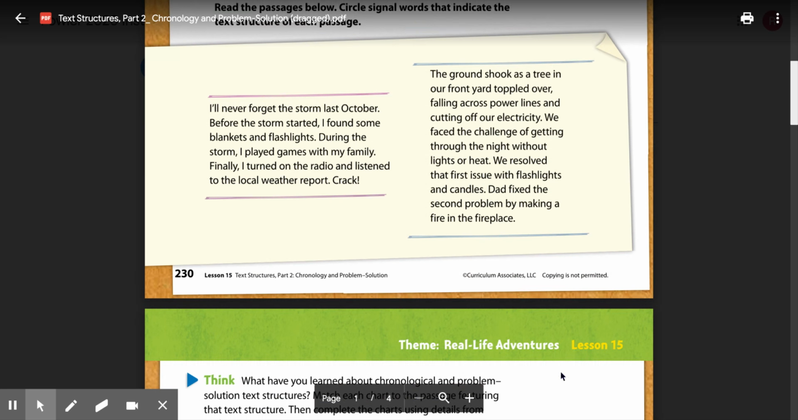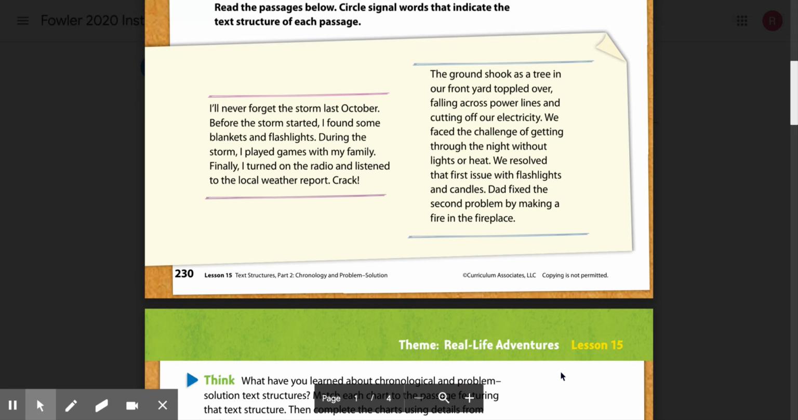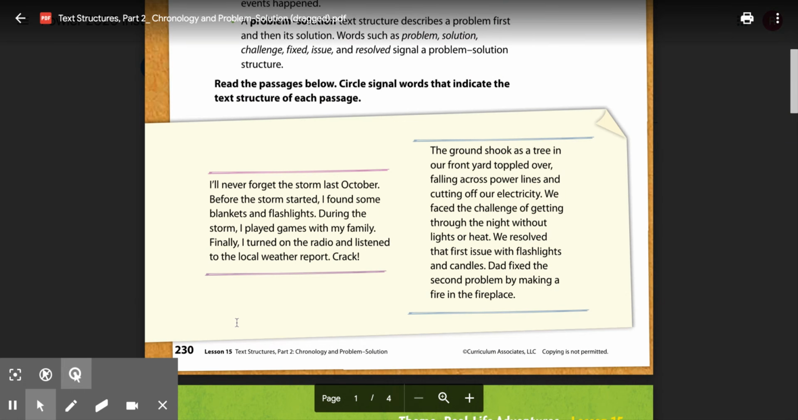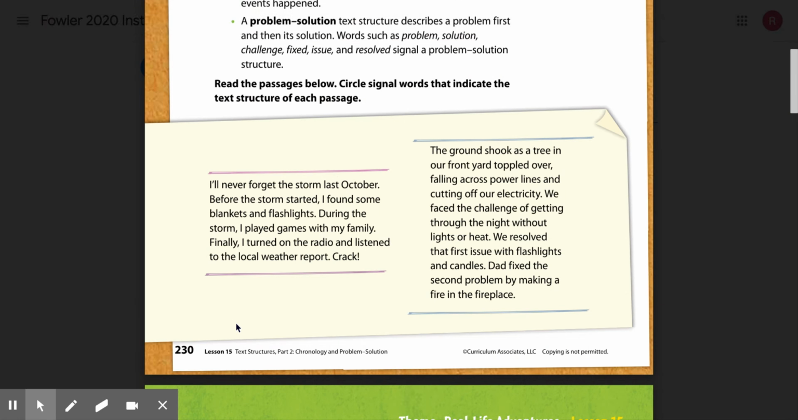I'll never forget the storm last October. Before the storm started, I found some blankets and flashlights. During the storm, I played games with my family. Finally, I turned on the radio and listened to the local weather report.